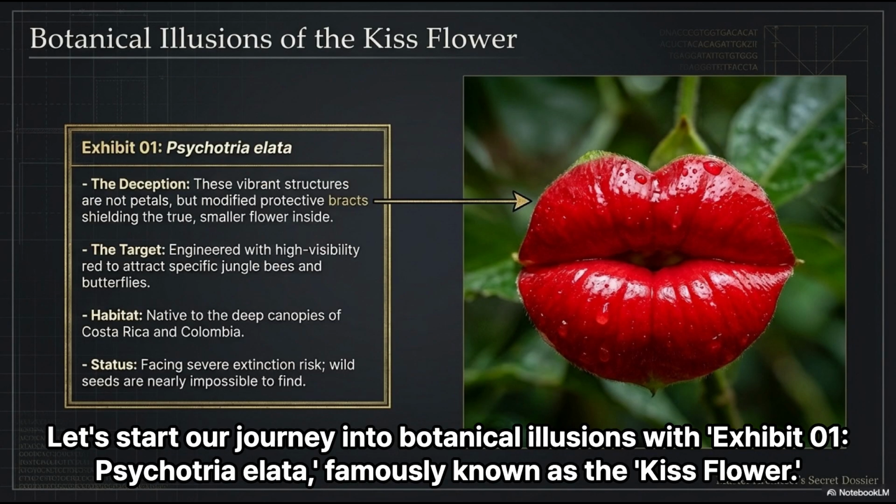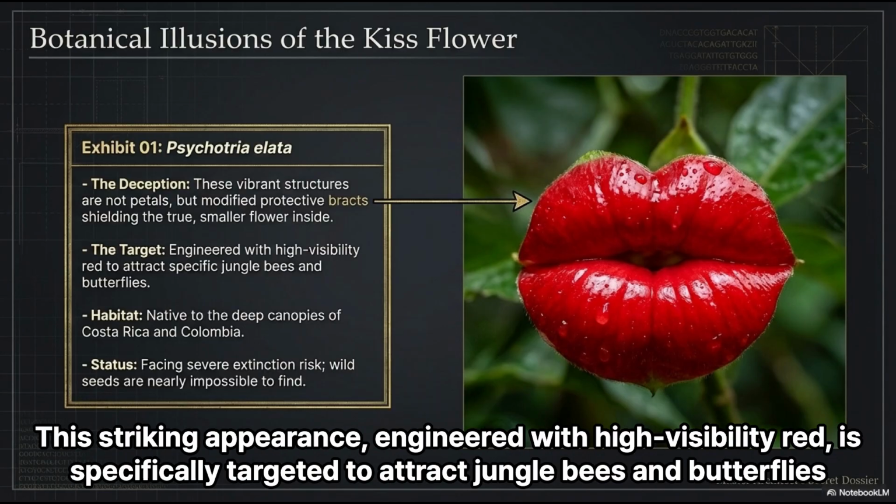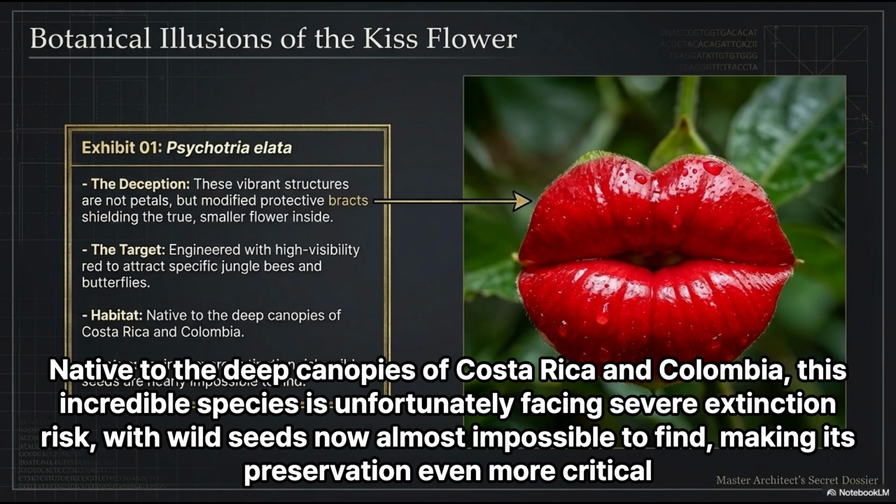Let's start our journey into botanical illusions with Exhibit 01, Psychotria elata, famously known as the kiss flower. The deception here is remarkable. These vibrant, lip-like structures are not true petals, but rather modified protective bracts that shield the smaller, actual flower inside. This striking appearance, engineered with high-visibility red, is specifically targeted to attract jungle bees and butterflies. Native to the deep canopies of Costa Rica and Colombia, this incredible species is unfortunately facing severe extinction risk, with wild seeds now almost impossible to find, making its preservation even more critical.